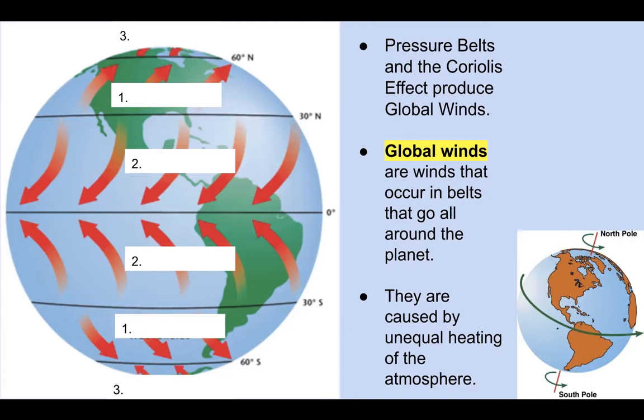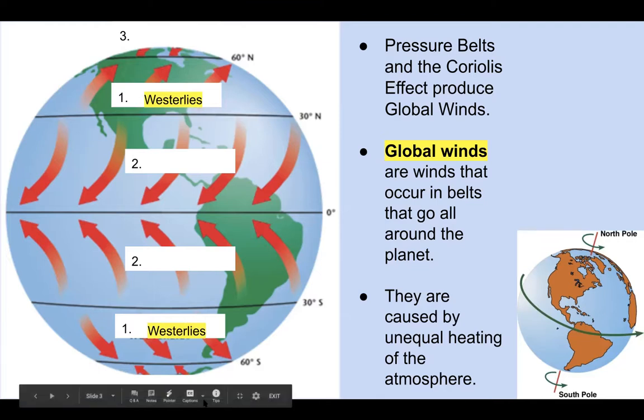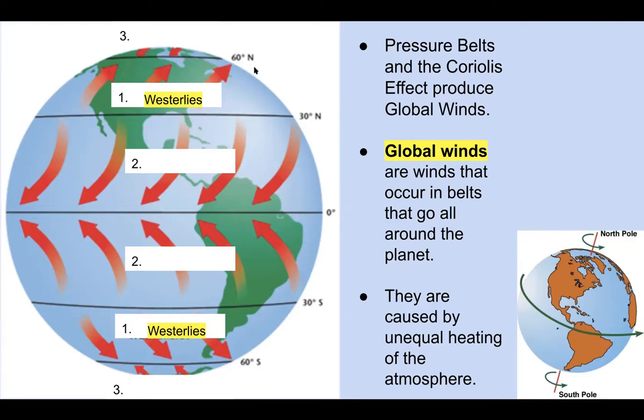So let's start with number 1. Hopefully you said that number 1 represents the westerlies, and the westerlies are located on both hemispheres, in the north and the south. They are located, hopefully you were able to notice, between 30 degrees and 60 degrees latitudes on both hemispheres, and they curve to the east. If you look at the arrows, the westerlies are blowing from the west and curving to the east. They carry moist air over the continental US, producing our rain and snow.